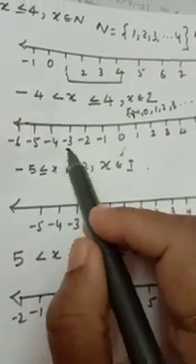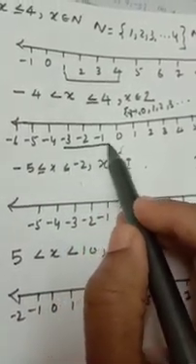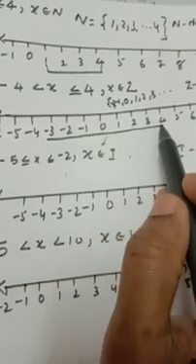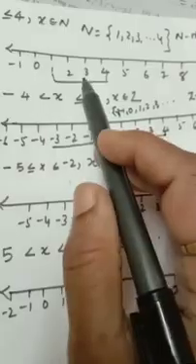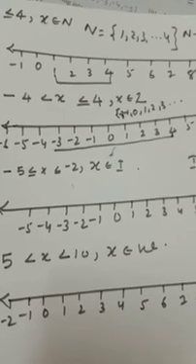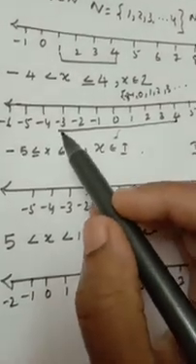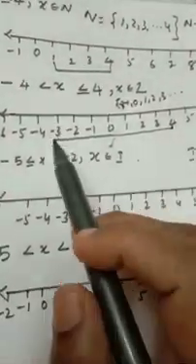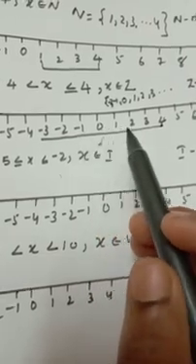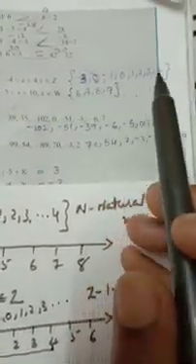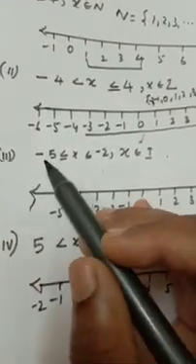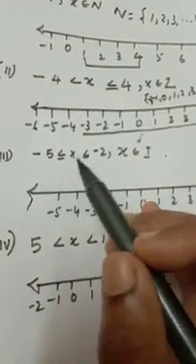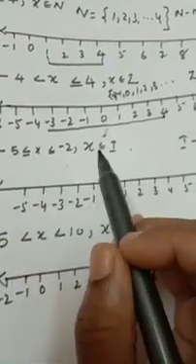That means x is greater than -4 and less than or equal to 4. 4 is included, the equal sign is there. So which are the numbers? -3, -2, -1, 0, 1, 2, 3, 4. Check the answer. Clear? Next: -5 is less than or equal to x, which is less than or equal to -2, x is an element of integers.